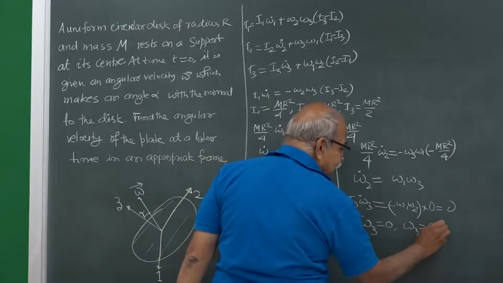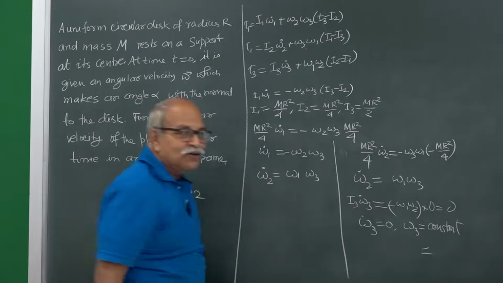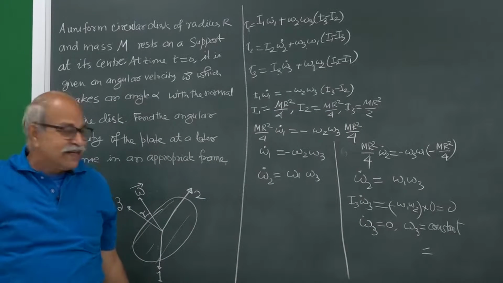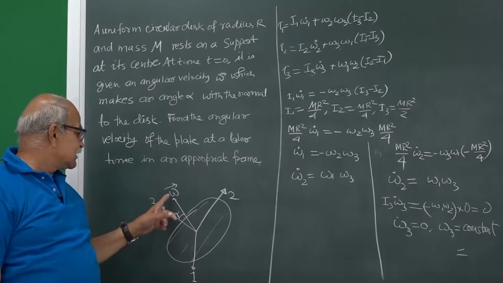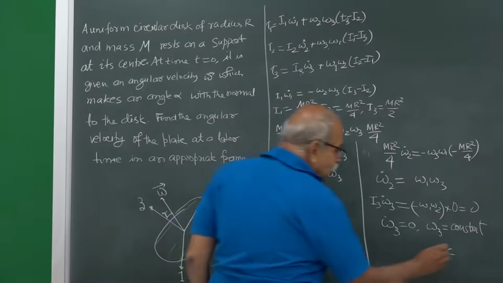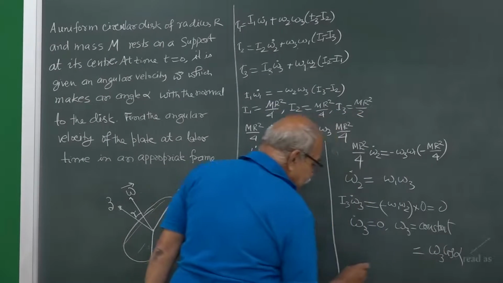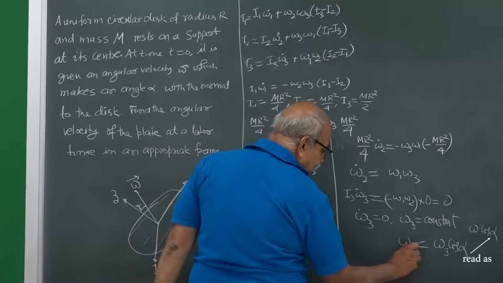And what is that constant? That is constant, so the value does not change with time. At t equal to 0, we know omega 3 is omega cos alpha. So, this constant is omega cos alpha. So, this is it. Omega 3 is fixed, omega 3 we have gotten.